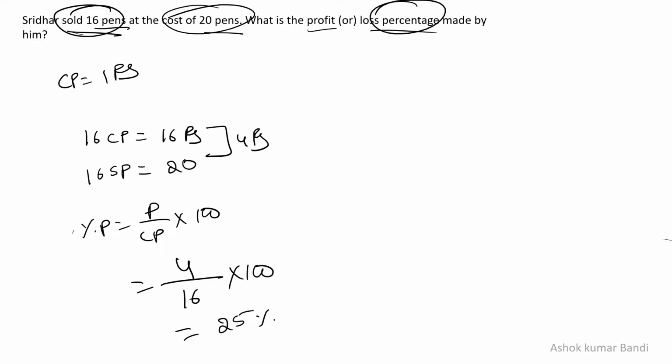How many are you selling? Try to buy those many pens. So I am buying 16 pens, then I am selling 16 pens. You can find out the profit percentage as profit by CP into 100.